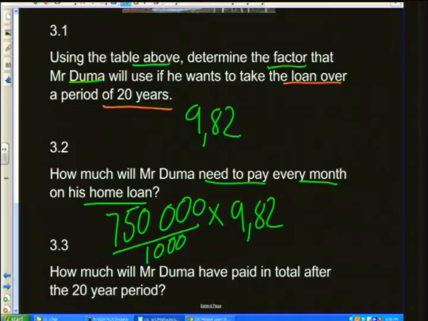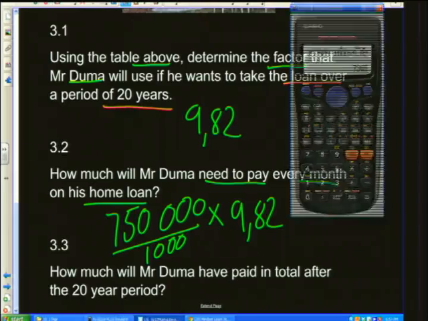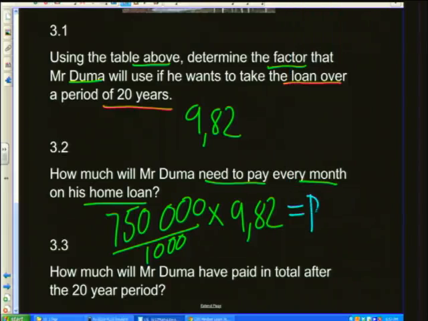So if I do that calculation, let's not trust my mental arithmetic. Let's put it in: 75,000 divided by 1,000, multiplied by 9.82. And that gives us an answer of 7,365 rand.